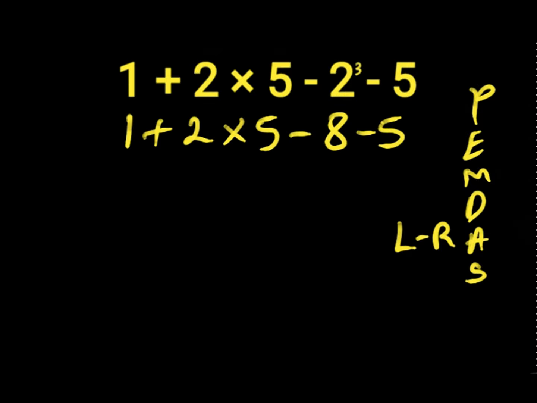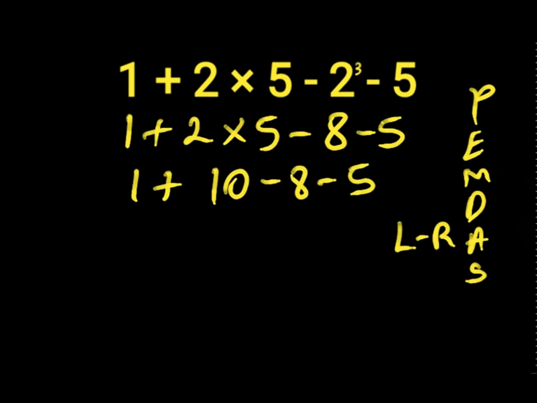So first of all, we solve our multiplication because it comes first before addition and subtraction. So 2 times 5 will give us 10. Then we'll put down our 10. Then we have 1 plus 10 minus 8 minus 5.